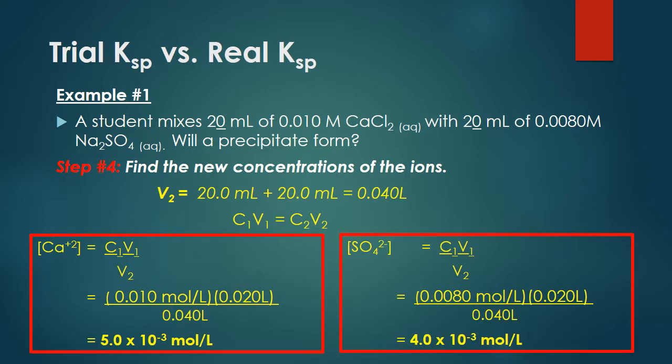Now we're going to look at the sulfate. The sulfate came from the sodium sulfate. So in this case, we're going to use the concentration and the volume of the sodium sulfate at the beginning, but this time we're going to divide by our new volume, which is 40 milliliters. And once again, you're going to see a change in the concentration. So our new concentrations are lower than our original ones because we've increased the amount of volume that we had.